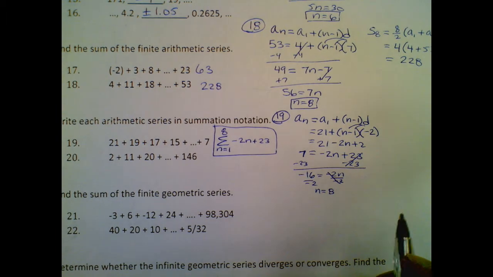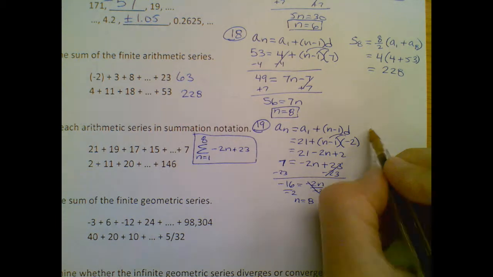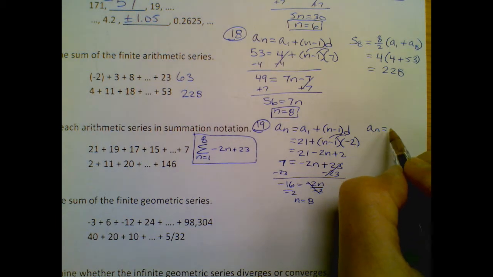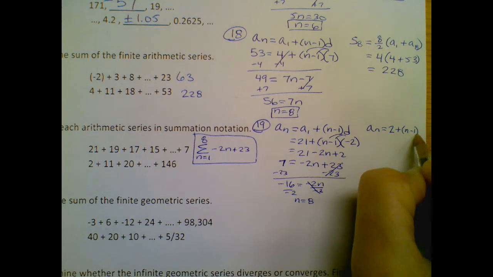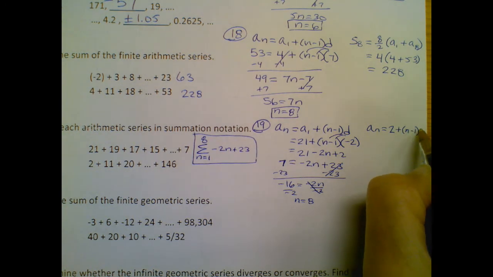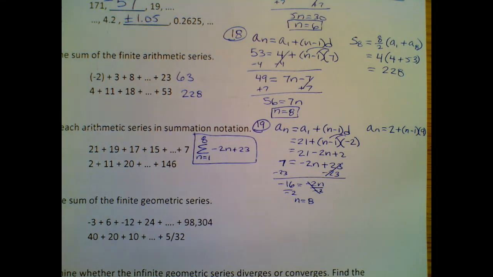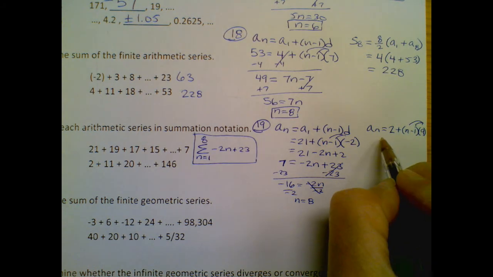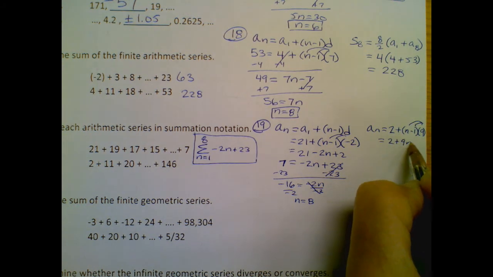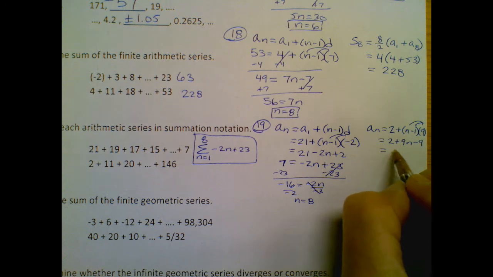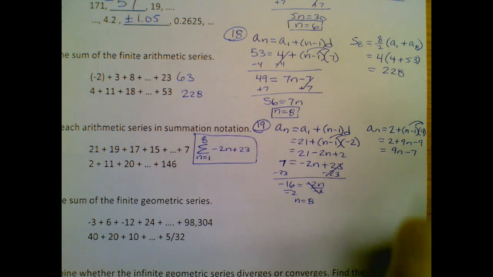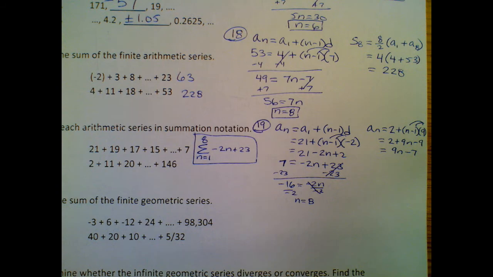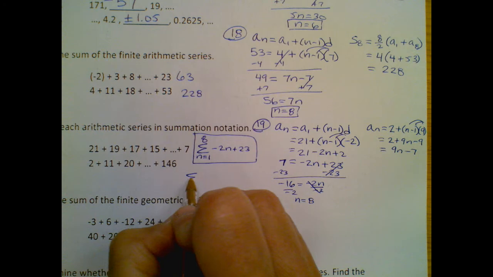Okay, so if we try number 20 now, we're just simplifying that right-hand side. So our a sub 1, our first term is 2 plus n minus 1. We don't know the number of terms. And then for this one, we are adding 9 each time. So then we can substitute that in. And then we go ahead and simplify just this right-hand side. So we get 9n minus 7. So the 9n minus 7 is going to go to the right-hand side of the summation symbol.